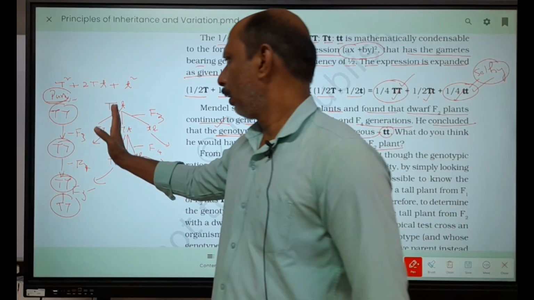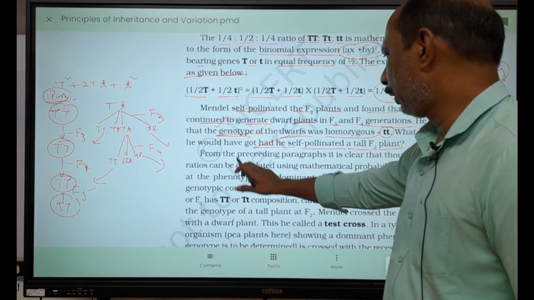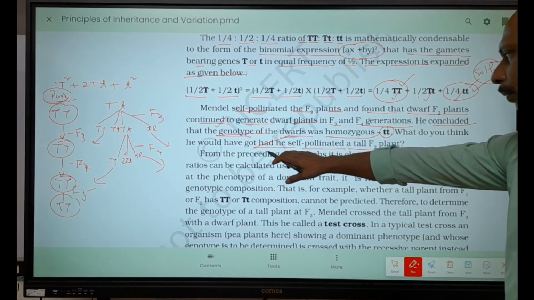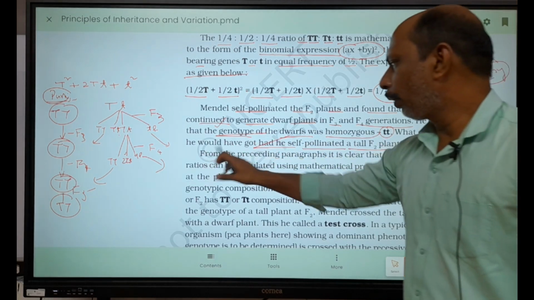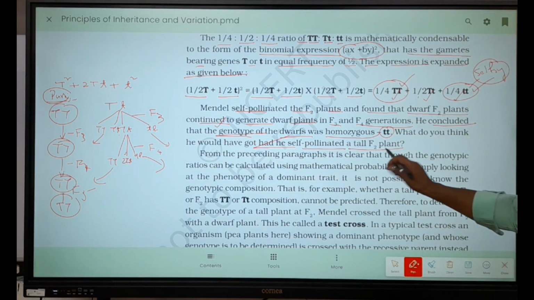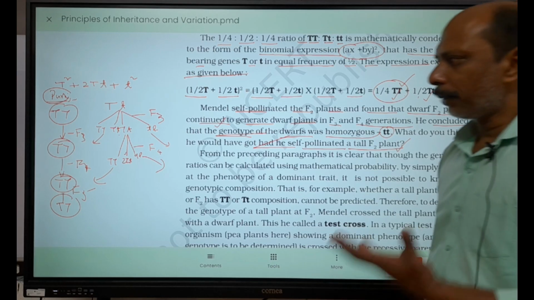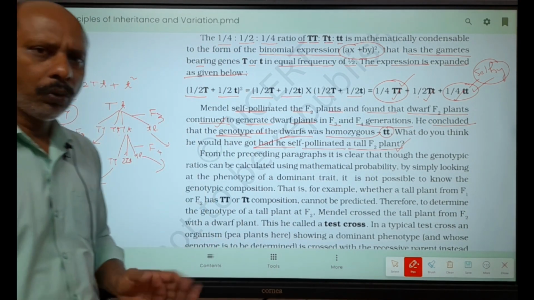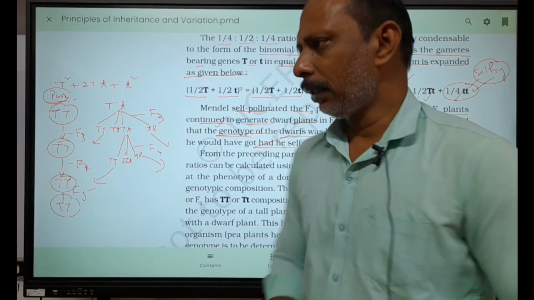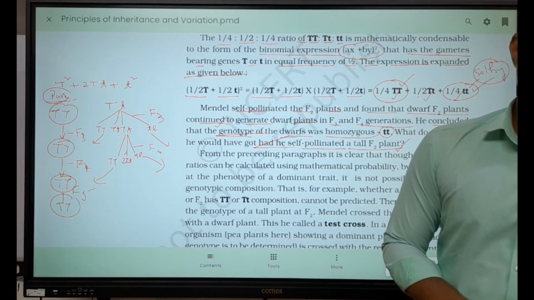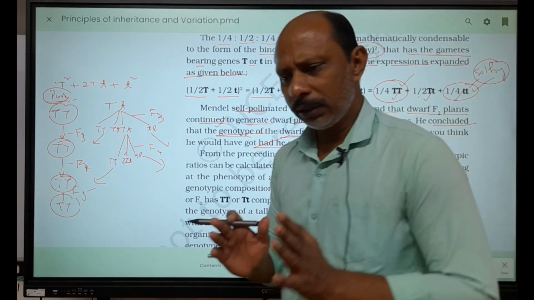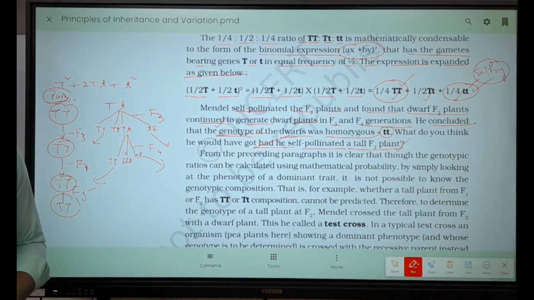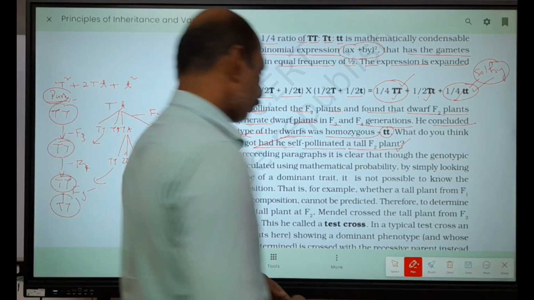We can say here in the F2 generation, he asked what would he have got had he self-pollinated a tall F2 plant? Then he got some seeds that continuously give tall plants, but some seeds segregate into a 3:1 phenotype, right? So seeds which segregate into a 3:1 phenotype are hybrid, and those which are not segregated, which give only tall plants every time, are pure breed, right?